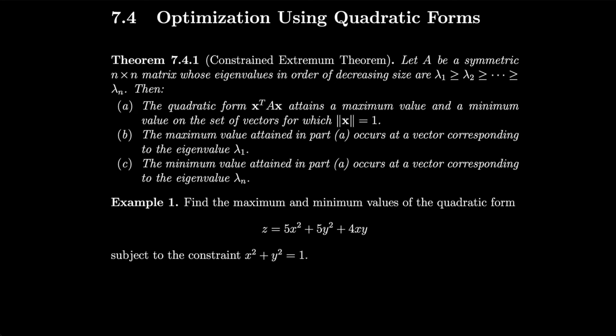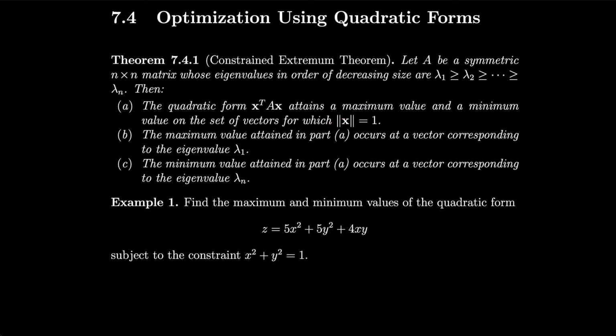Section 7.4, Optimization using Quadratic Forms. We'll start with the constrained extremum theorem, where if A is a symmetric n-by-n matrix whose eigenvalues in order of decreasing size are lambda 1, lambda 2, and so on, then the quadratic form x^T A x attains a maximum value and a minimum value on the set of vectors for which the length of x is equal to 1.